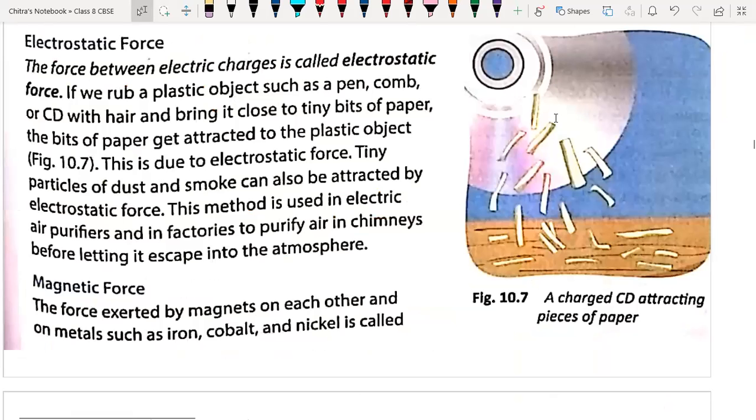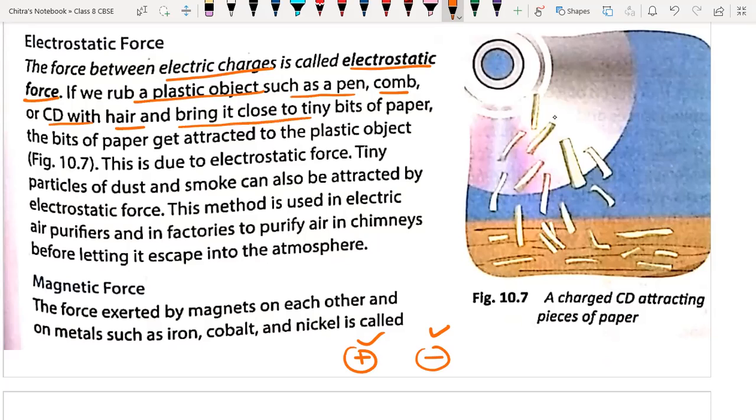Then we have a very important force, which is electrostatic force. Electrostatic force works between positively charged and negatively charged particles. The force between electric charges is called electrostatic force. If we rub a plastic object such as a pen, comb or CD with hair and bring it close to tiny bits of paper, the bits of paper will get attracted toward the plastic object.